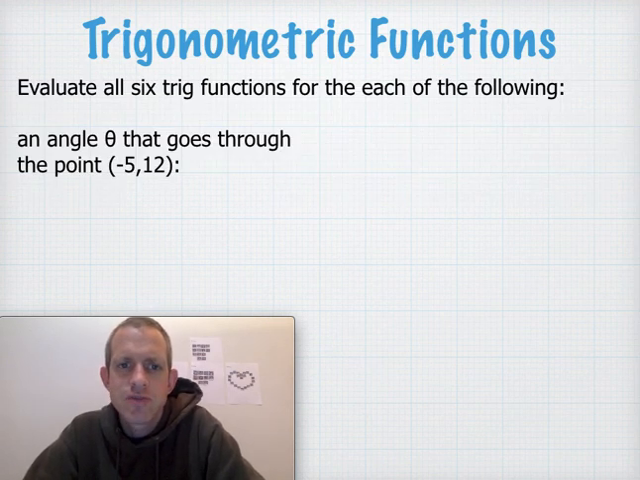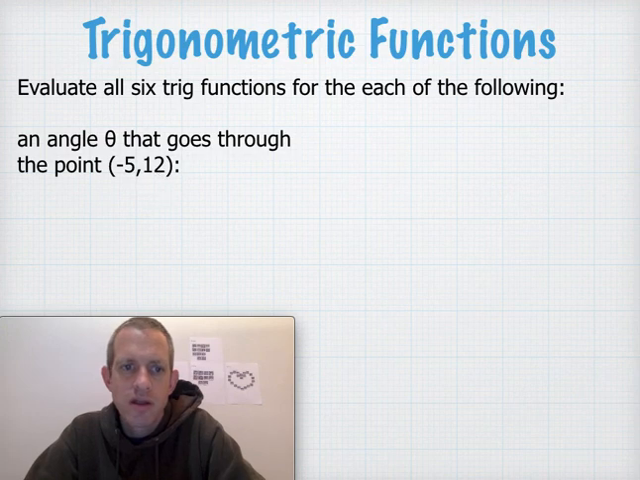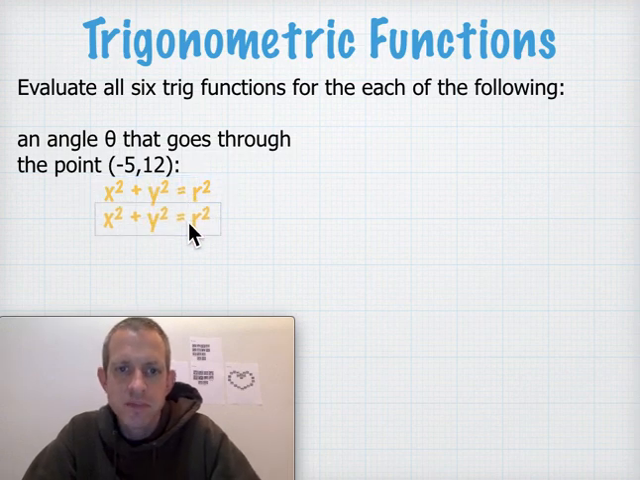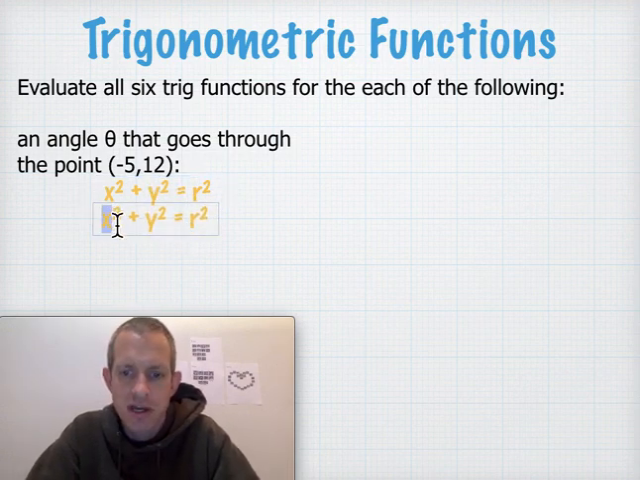Now, here's a popular type of question that you will probably see. It asks you to evaluate all 6 trig functions for an angle that goes through the point negative 5, 12. And so we have been told an x-coordinate and a y-coordinate. Why don't we take a moment and see if we can figure out what the radius would be here.